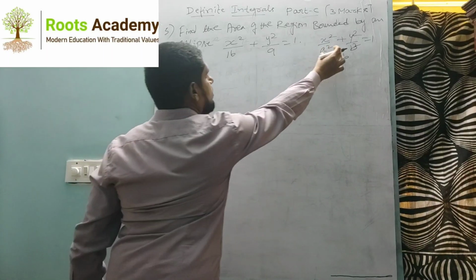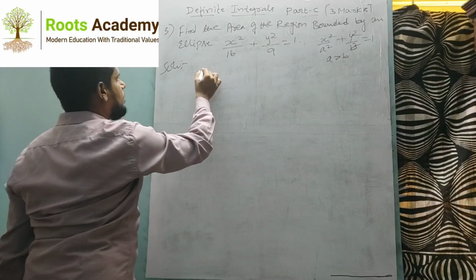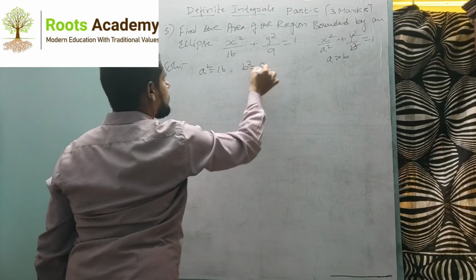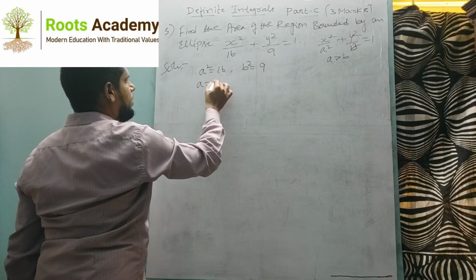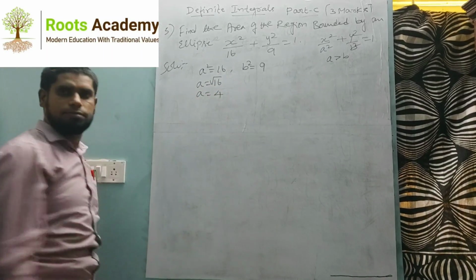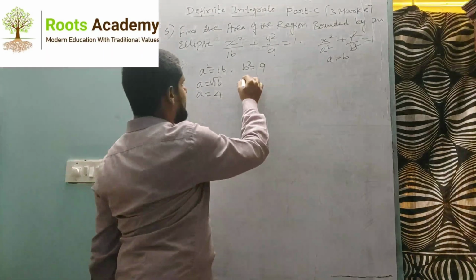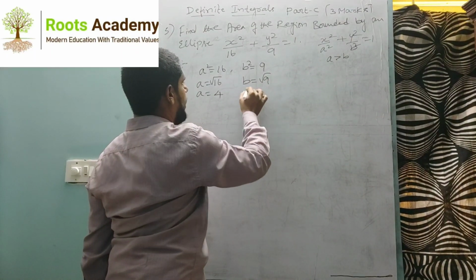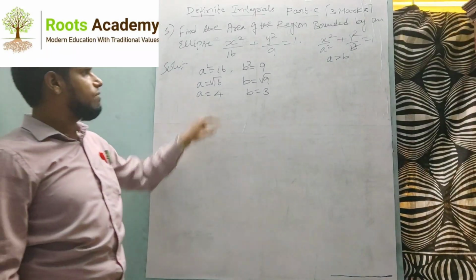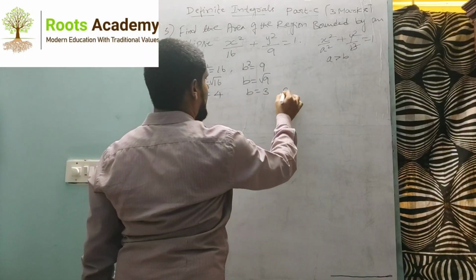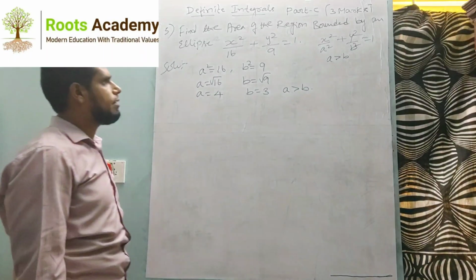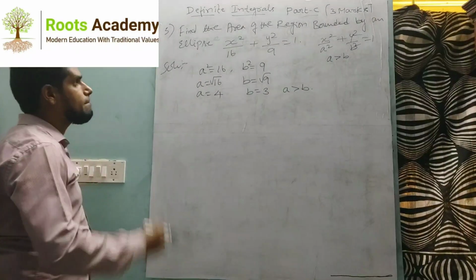With this, if I compare these two equations, a square is equal to 16, b square is equal to 9. So for me, a is equal to root 16, that is a equals 4. Now here, b is equal to root 9, b is equal to 3. So definitely a is greater than b.